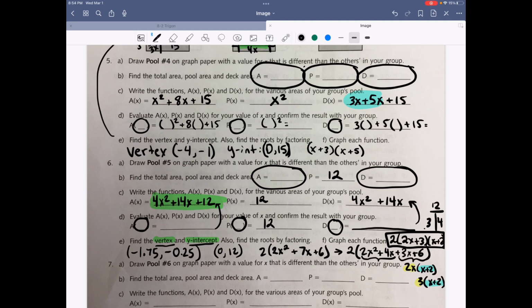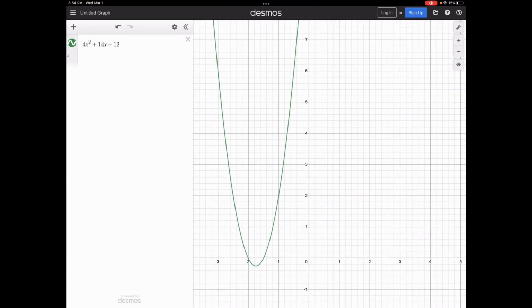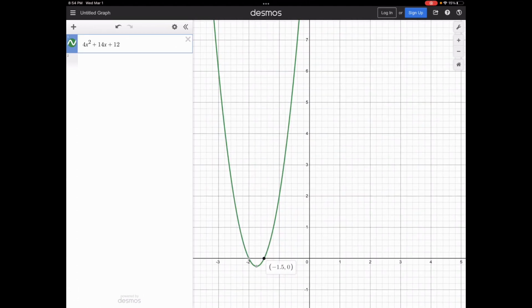They're kind of tricky, but the 2x plus 3 is going to give us negative 1.5, negative 3 over 2, and then my x plus 2 is negative 2. We're going to talk about this later in the chapter, but you can see them right here and right here. Those are our factors.